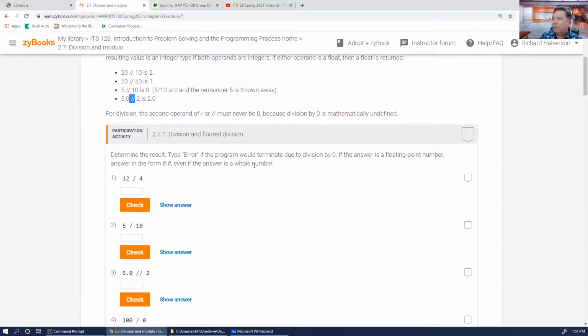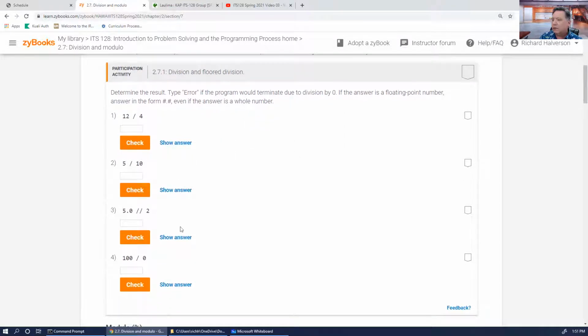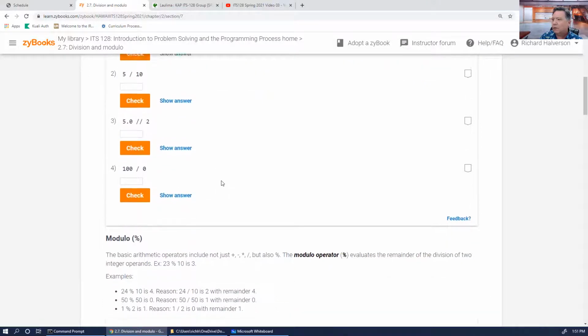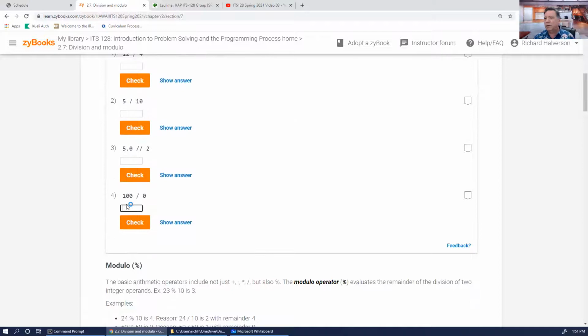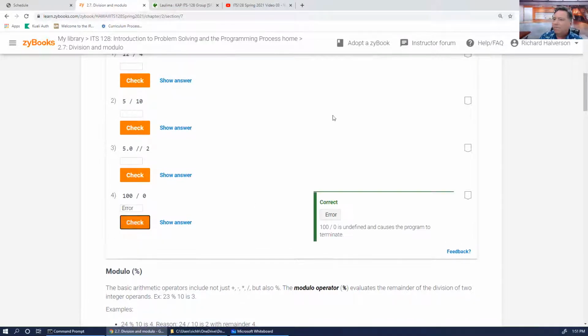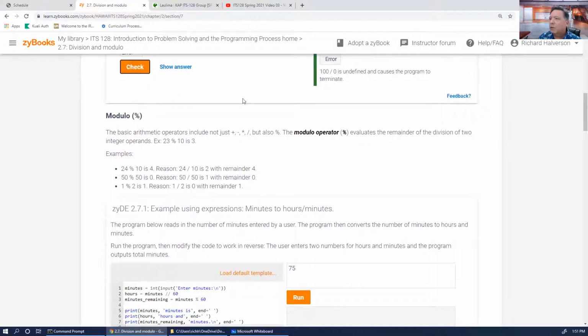All right. So this error: you can't divide by 0. The microprocessor will tell you if you're making that mistake. Now modulo is division, except you throw away the quotient. You only keep the remainder.